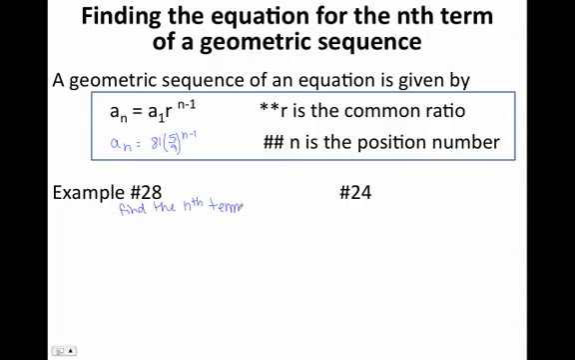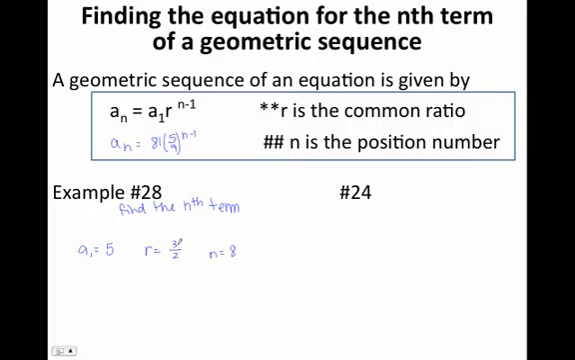So what they give us is this right here. They give us that a sub 1 is equal to 5. They give us that r is equal to 3/2, which is the same thing as 1.5, which is the same thing as 150%. So this is definitely going to be growth. And then we get n equals 8.